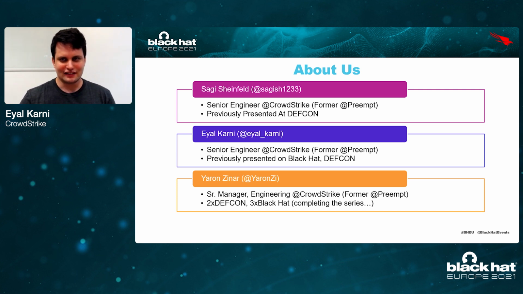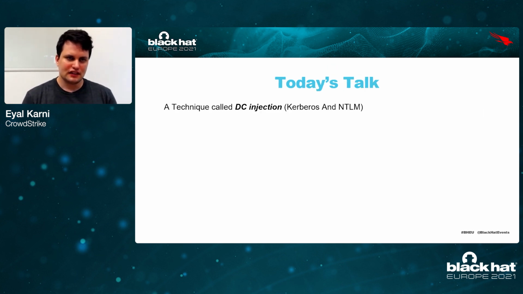So the talk today is about a technique that is quite overlooked. It is called disinjection. In the context of this technique, we establish MiTM and we convince the machine that we are the domain controller. We will see that this technique is useful both in the context of Kerberos and NTLM. These are the main authentication protocols in Active Directory environments.